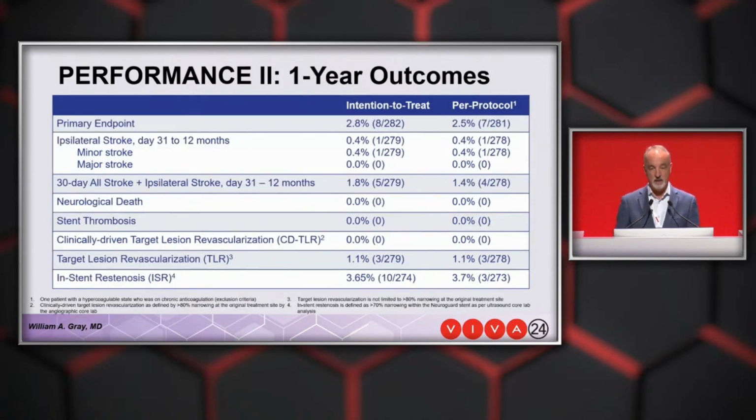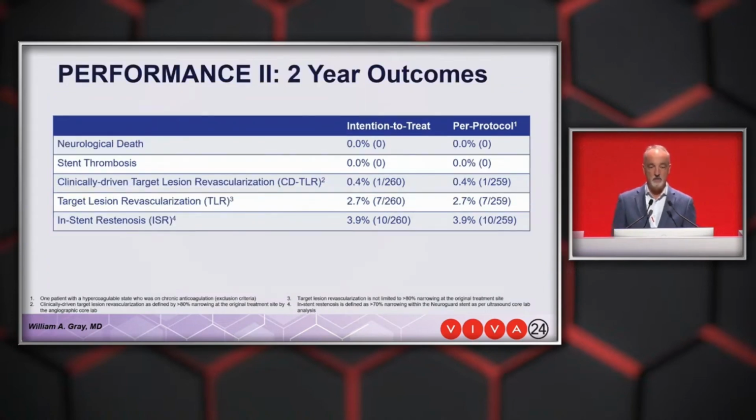The 1-year outcomes presented here last year showed that the primary endpoint of death, stroke, and MI to 30 days and ipsilateral stroke to 1 year was 2.8%, with 1 additional minor stroke occurring around 6 months in a patient with a patent stent and a critical illness thought to be the cause of his neurologic event. By the way, all the minor strokes that occurred had resolution within 30 days. There were no residual effects, and there were no major strokes at any time during this trial. No neurologic deaths. And target lesion revascularization occurred in about 1% of the patients. In-stent restenosis occurred in about 3.5% of the population, but clinically driven TLR, that is 80% or more by angiography, occurred in none of the patients.